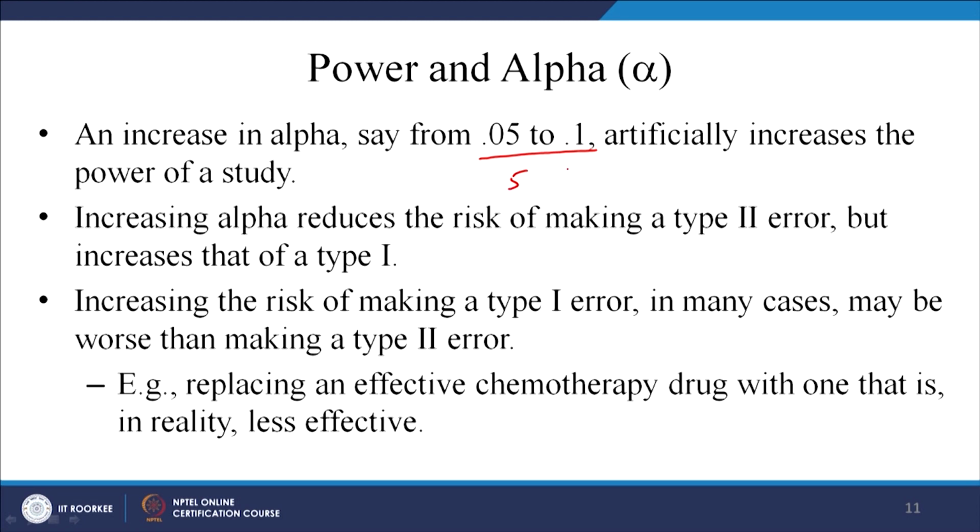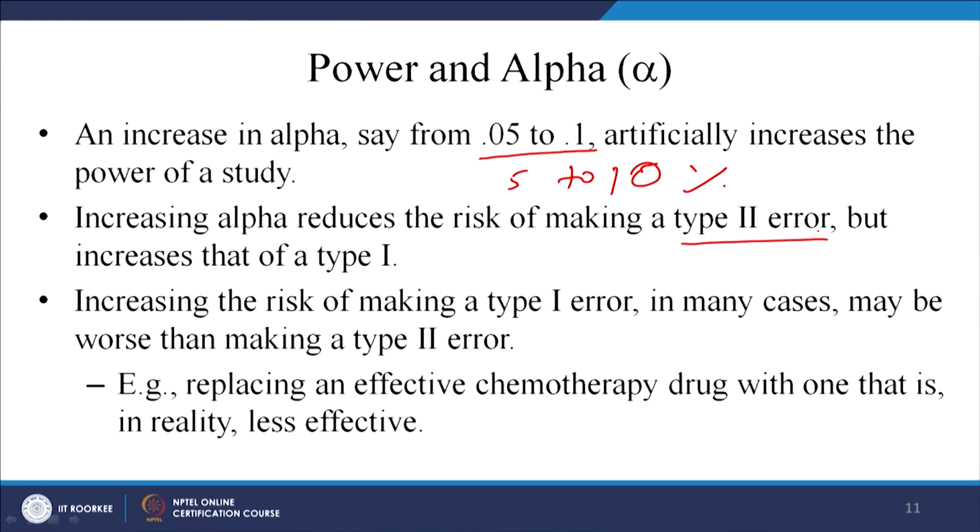that means 5% to 10%, artificially increases the power of a study. Now, when alpha is increasing, we said beta will decrease, and as beta decreases, the power will increase. Increasing alpha reduces the risk of making a type 2 error, but increases that of a type 1.